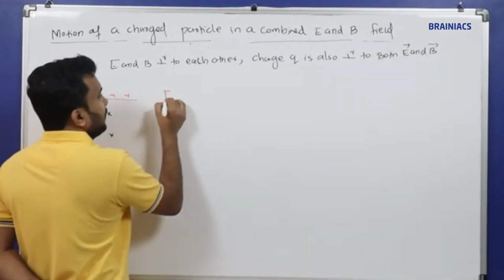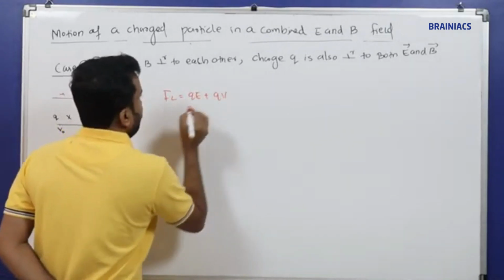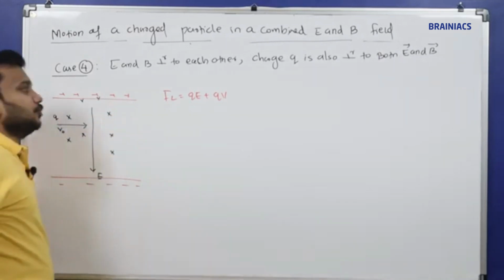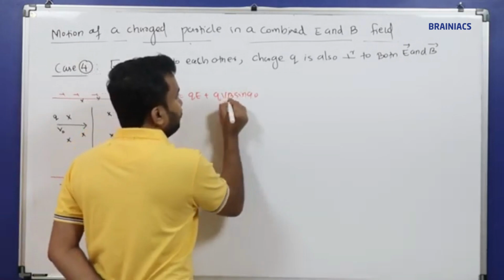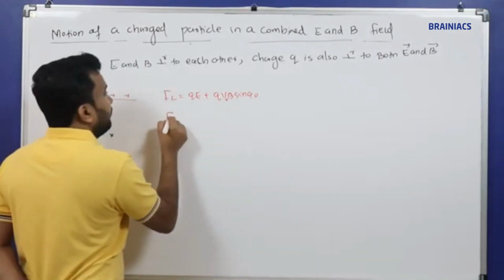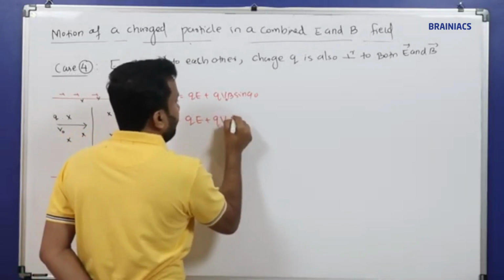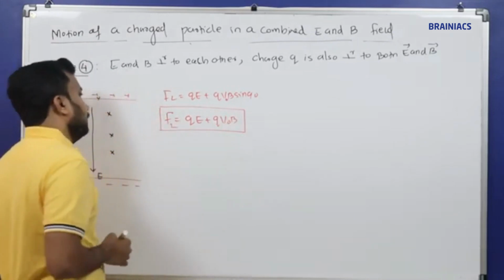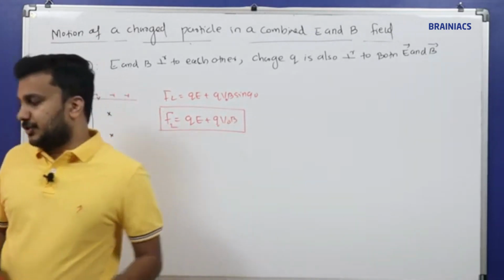We know the Lorentz force. FL will be equal to QE plus Q into velocity, which is in this direction, with the magnetic field into the board. So the angle between them is 90, sine 90. So QVB sine 90, with V naught. So FL will be equal to QE plus QV naught B. So the Lorentz force is clear. Electrical force exists, magnetic force exists. Both forces are in place.